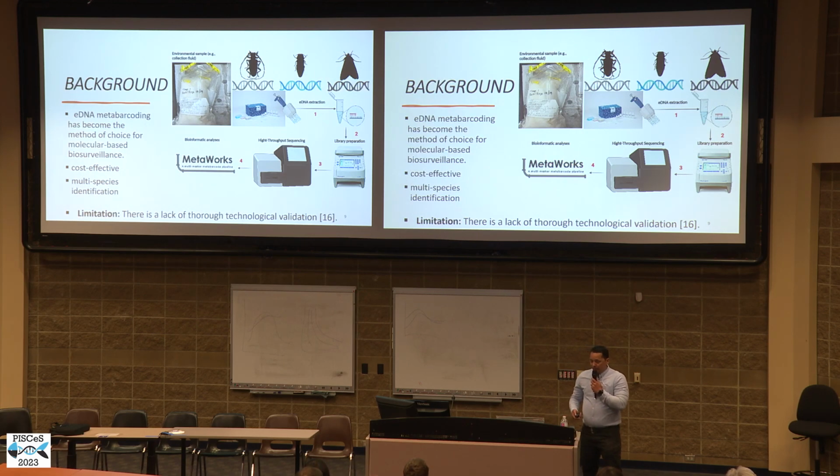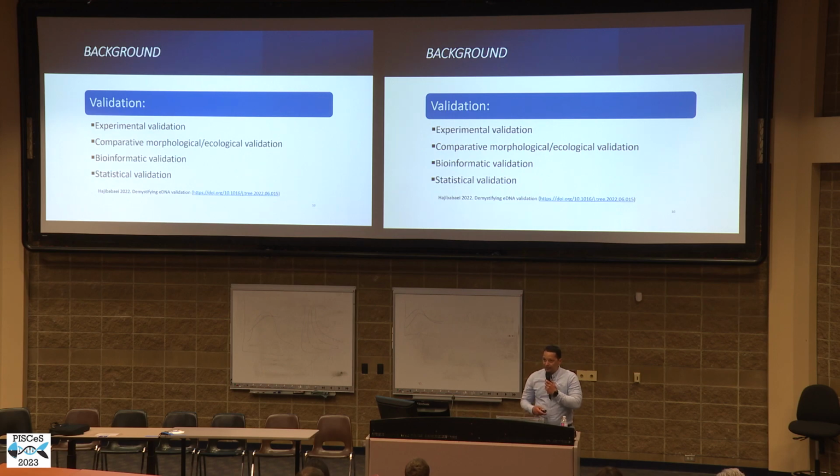eDNA metabarcoding, as we have been discussing already, has become the method of choice in the molecular space, as it allows for a cost-effective and multi-species identification. But the routine use of this method in the regulatory context requires thorough validation, which has been considered a limitation. And as we learned earlier today, validation can be taken in 4 different categories: experimental validation, comparative morphological ecological validation, bioinformatic validation, and statistical validation. And in this work, we try to touch on at least 2 of these categories.